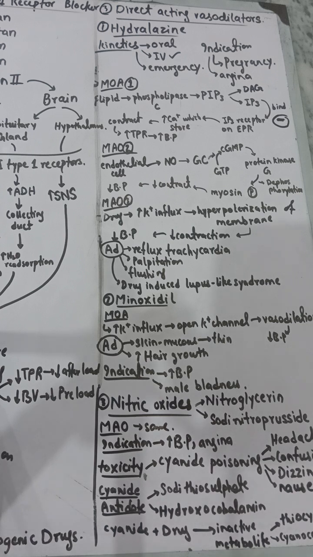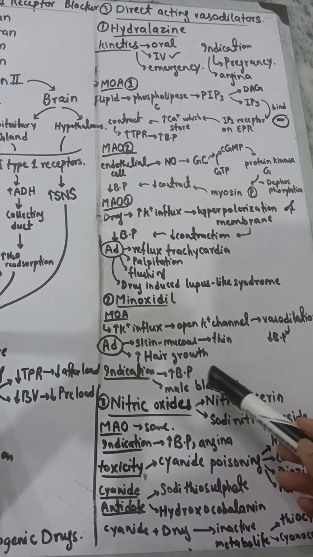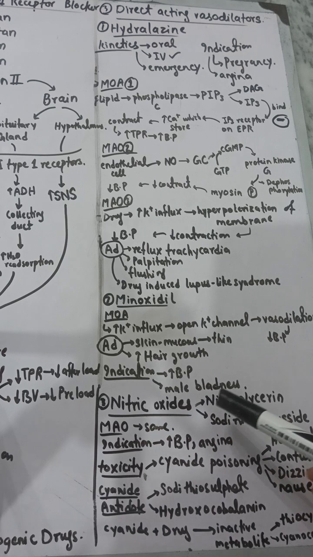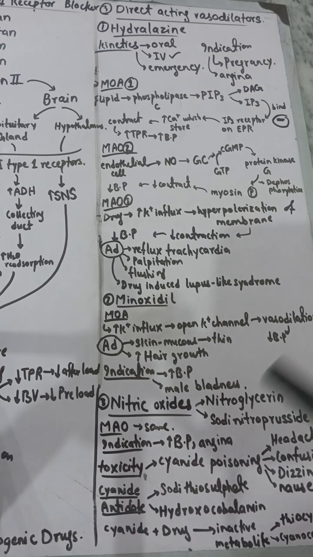So what are the indications? We can give these drugs to a patient who has high blood pressure and who has male baldness, meaning especially a male person who has baldness. So we can give these sprays to that person so that their hair growth can occur.